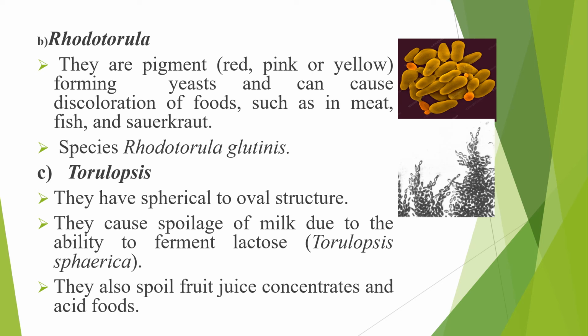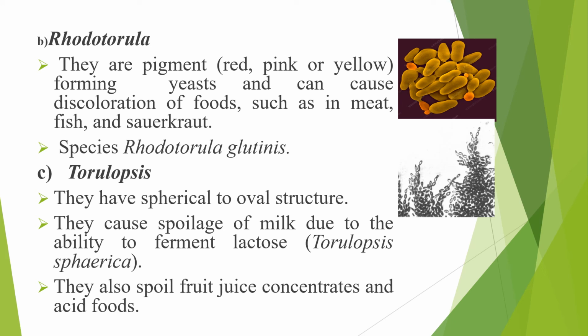Next one is the Torulopsis. They are spherical to oval in structure and they will lead to the spoilage of milk due to their ability to ferment lactose. Example is Torulopsis sphaerica, and they also spoil fruit juice concentrates and some acid foods.